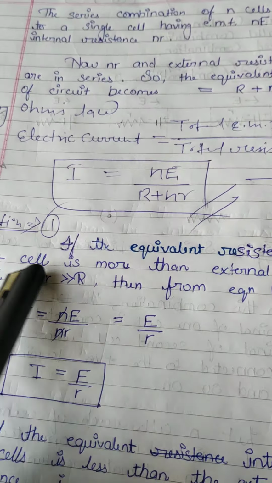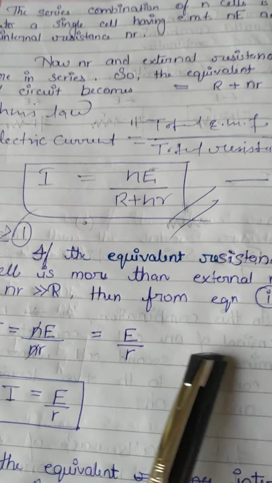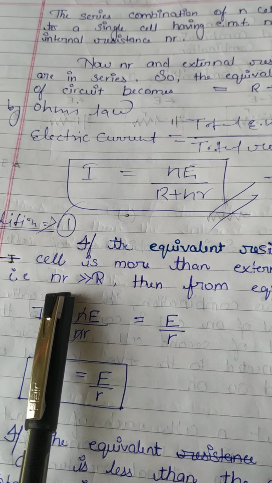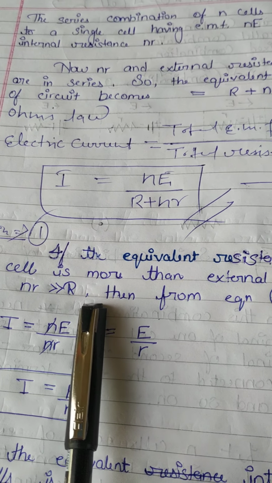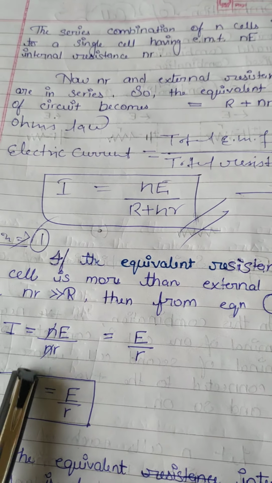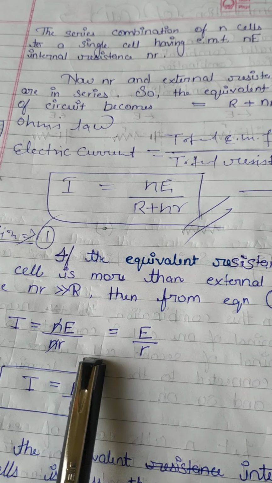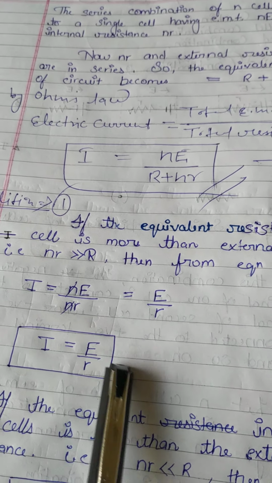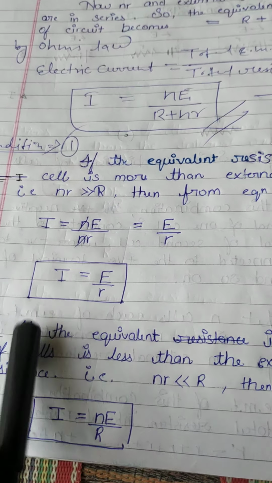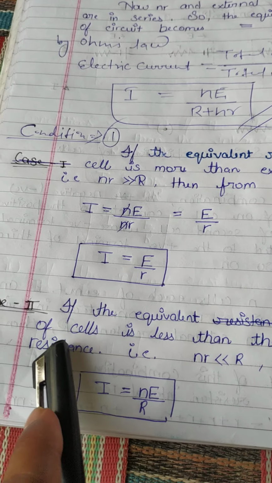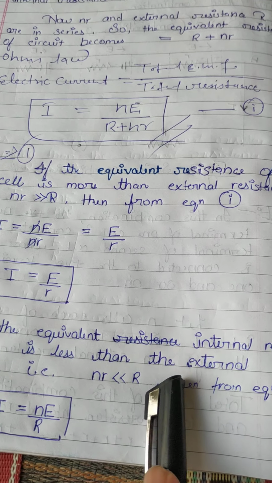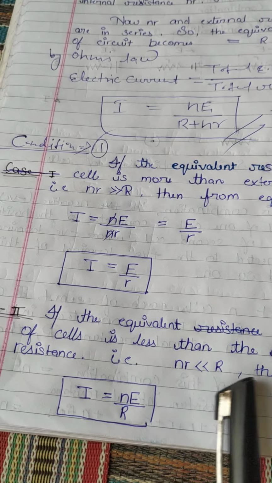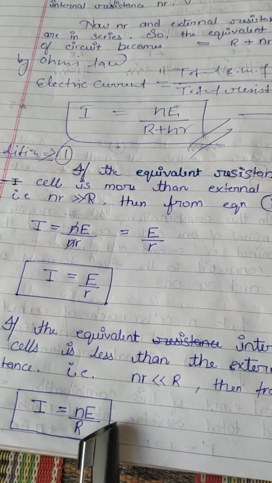Condition, case first: if the equivalent internal resistance of the cells is more than the external resistance, that is nr is greater than capital R, then from equation 1, I equals nE upon nr, n and n cancel, I equals E upon r. Case second: if the equivalent internal resistance of the cells is less than the external resistance, nr is less than capital R, then from equation 1, I equals nE upon R.